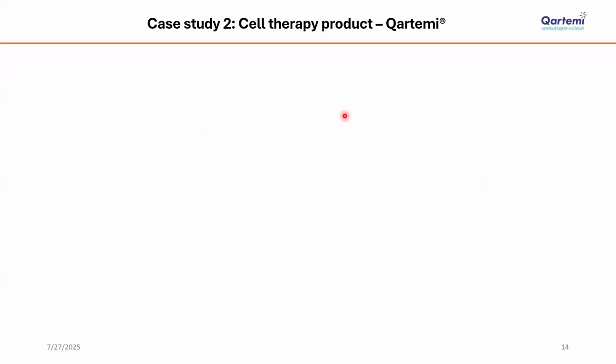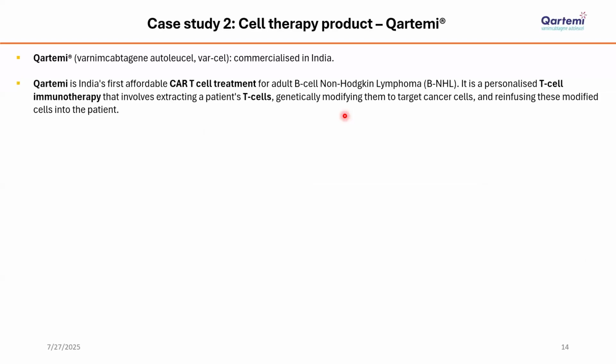India, which is the Qartemi. So Qartemi is varnimcabtagene autoleucel, or Varcel, which was commercialized in India. So Qartemi is India's first affordable CAR T cell therapy for adult B-cell non-Hodgkin lymphoma, which is a personalized T-cell immunotherapy, which involves extracting the T cells from a patient, genetically modifying them to target the cancer cell, and reinfusing them into the patient.